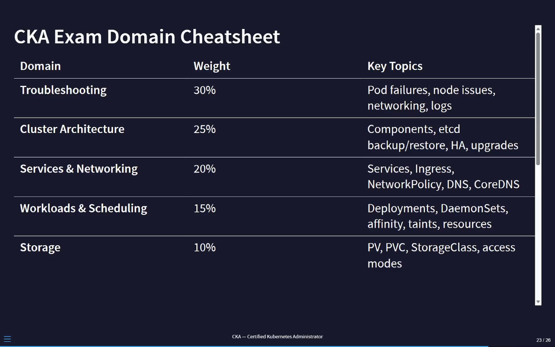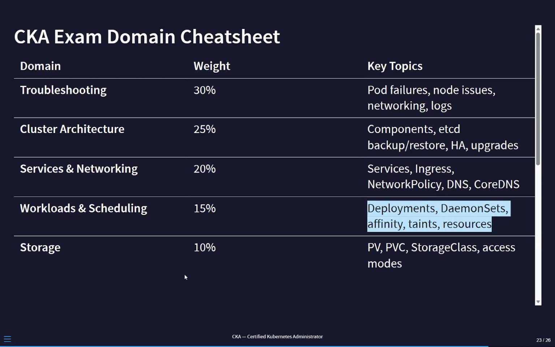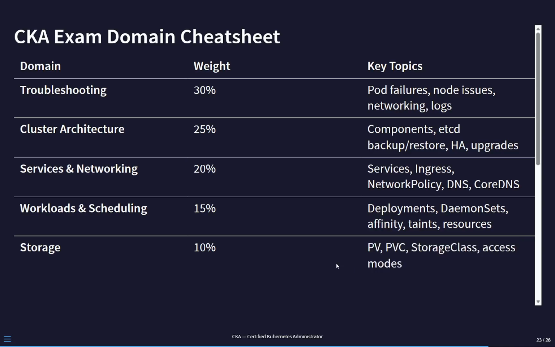Services and networking at 20% means services, ingress with path-based routing, network policies restricting pod-to-pod traffic, and DNS troubleshooting. Workloads and scheduling at 15%: deployments with rolling updates and rollbacks, daemon sets, scheduling with node affinity and taints, resource requests and limits. Storage at 10%: create a PV, a PVC, and mount it in a pod. Know the 3 access modes.